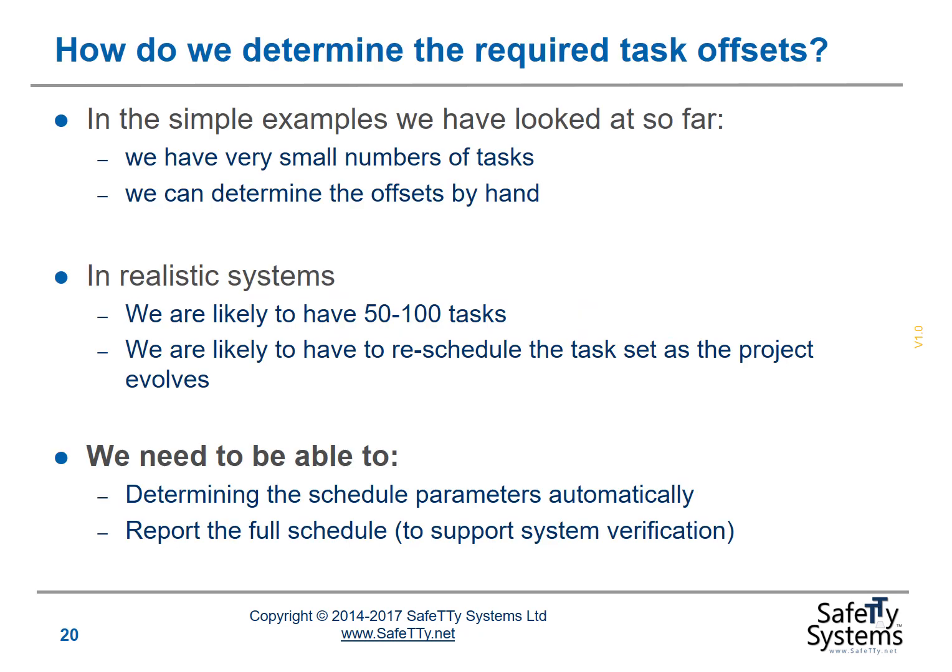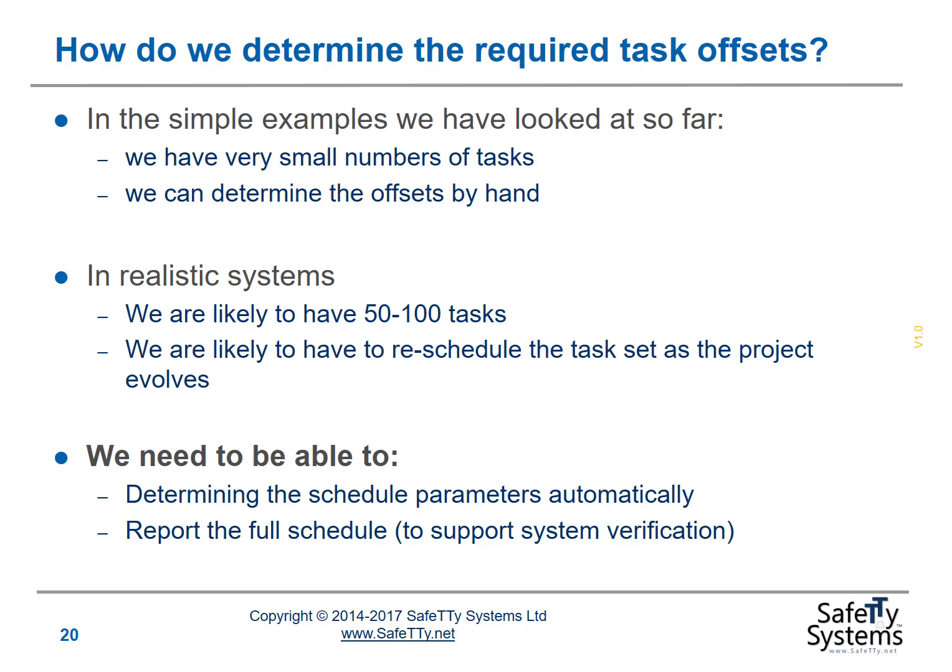So in simple examples, we can determine the offsets by hand. In realistic systems, we may have 50 to 100 tasks. We're likely to have to reschedule the task set as the project evolves. If we're going to do this by hand, we can do it, but it's going to be a tedious process. So what we really want to be able to do is to determine the schedule parameters automatically and to be able to report the full schedule, in part to support system verification activities.